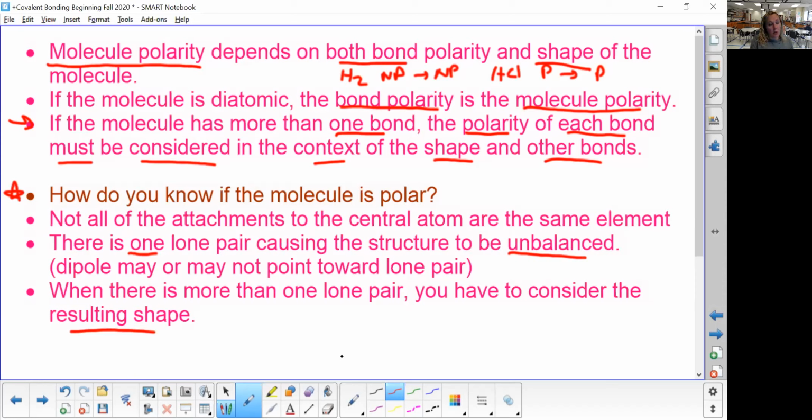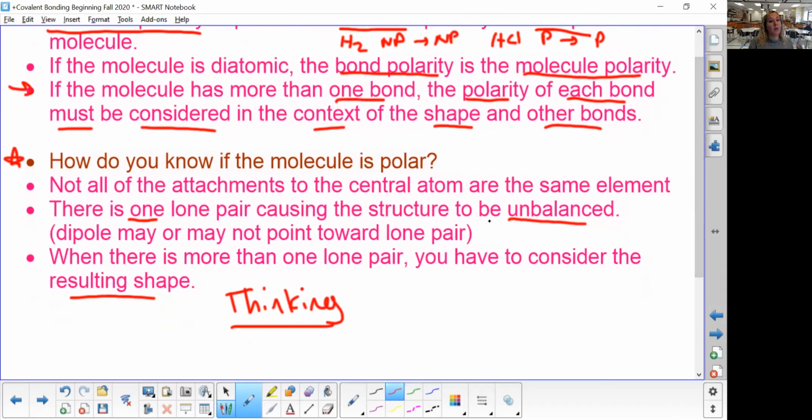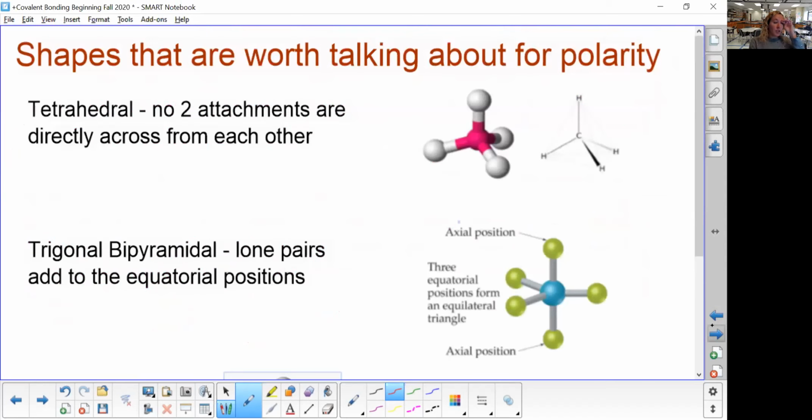So polarity is definitely something that requires thinking. Some molecules you can look at and just see, but you do have to think through these aspects. And I have a great video on the 3.5 lesson that, if you need a quick reminder for polarity, goes through everything so well and succinctly. That would even be faster than finding what I'm talking through here. So, shapes that are worth talking about for polarity, and you just get better at it with practice.